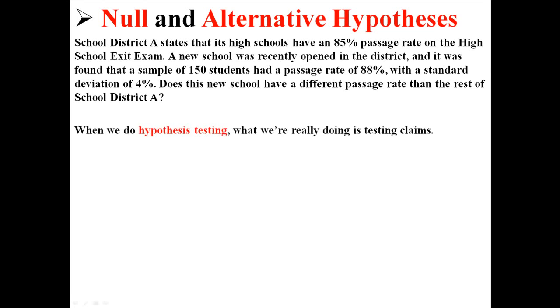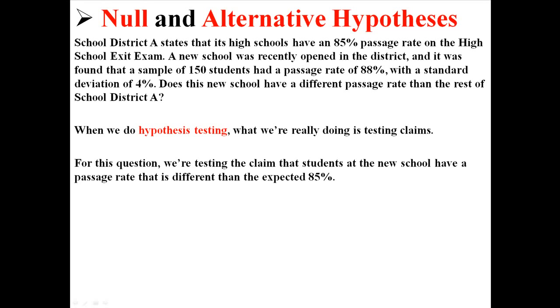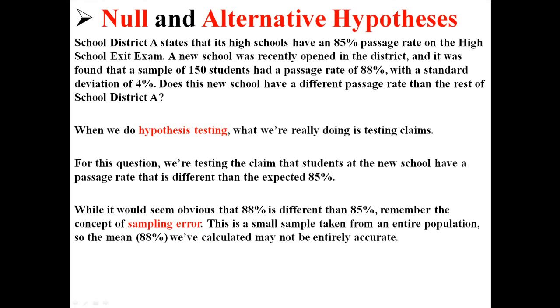The question is, does this new school have a different passage rate than the rest of the schools in School District A? Now, when we do hypothesis testing, what we're really doing is testing claims. Like for this question, we're testing the claim that students at the new school have a passage rate that is different from the 85% that we would expect. While it would seem obvious that 88% is different from 85, remember when I talked about sampling error. This is a small sample taken from an entire population, so the mean of 88% that we've calculated might not be entirely accurate. That's why we're going to do hypothesis testing to find out if this school is really different from what we expect it to be.